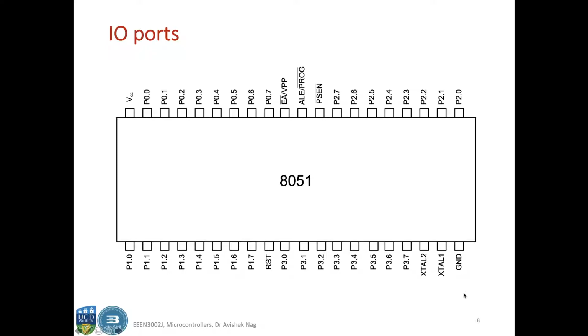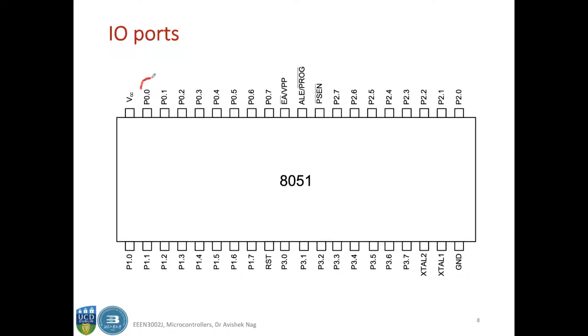Now let us look at the IO ports of the microcontroller. So in general, we have 32 IO pins. There are actually 4 ports. Each of them has 8 pins. So there are a total of 32 IO pins.